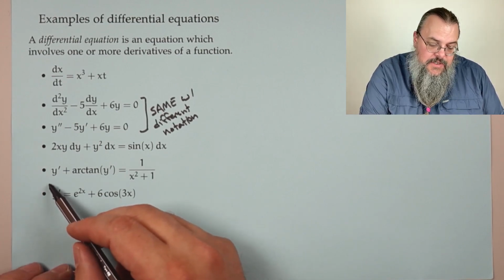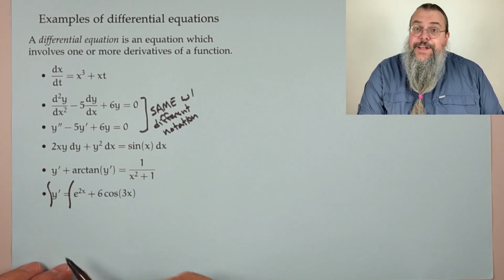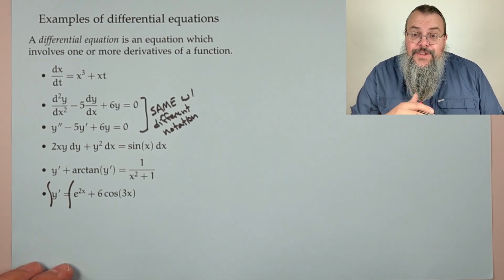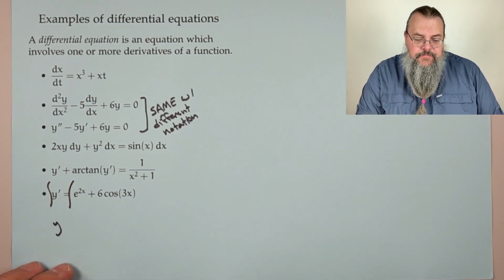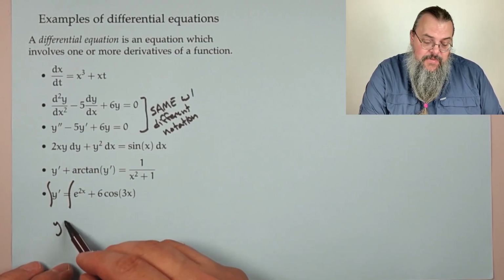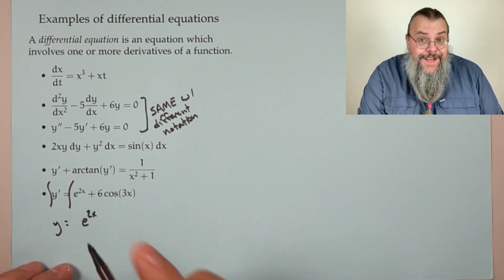Okay, well, we can just integrate both sides. Say, all right, integral of y prime. Now, integrating a derivative, easy. That would be y. Integral of e to the 2x. Well, it's e to the 2x. And then what goes in front?